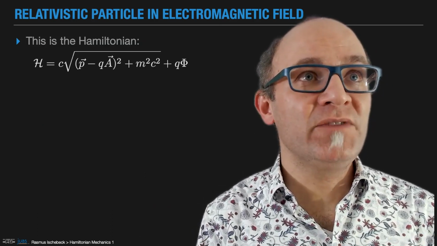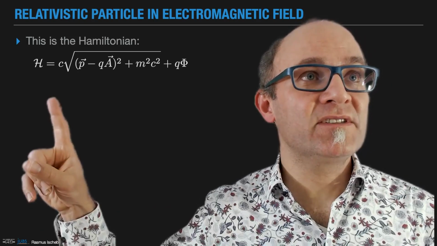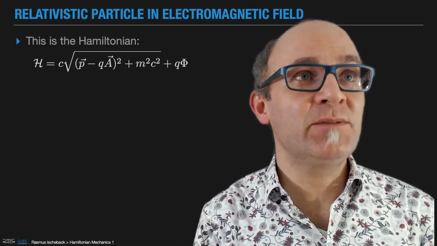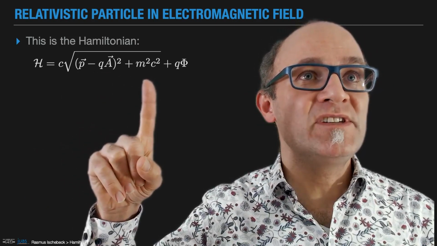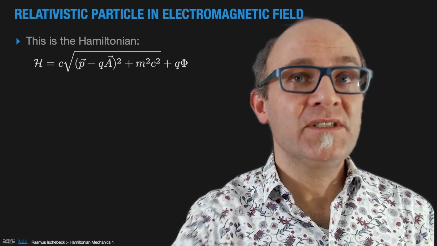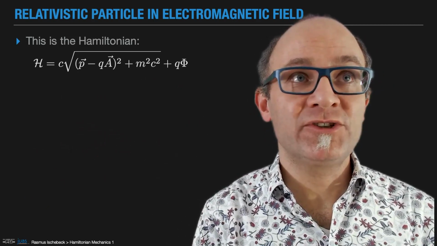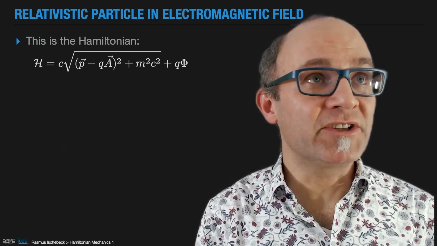This total energy is what we will use as Hamiltonian in accelerator physics. H equals c times the square root of (P minus qA) squared plus m squared c squared, plus q phi. More of this in part 2 of the preparatory lecture on applications of the Hamiltonian mechanics to particle accelerators.